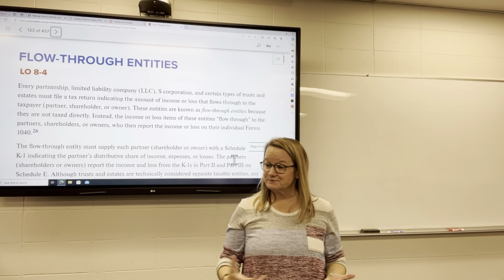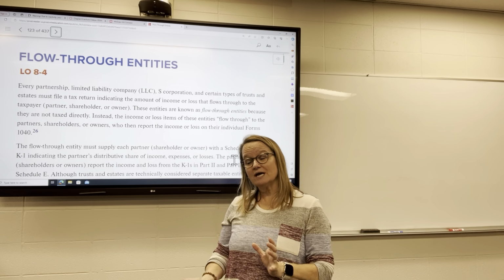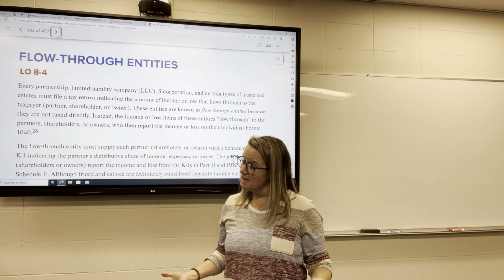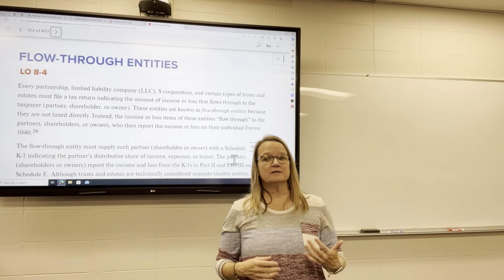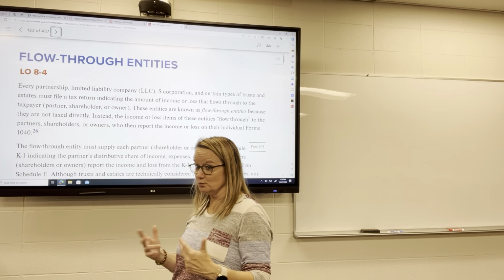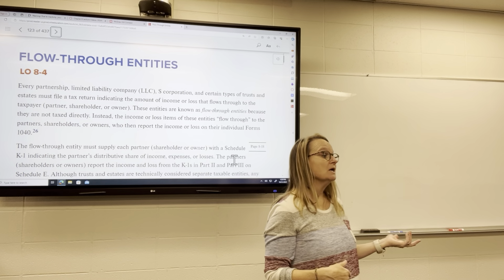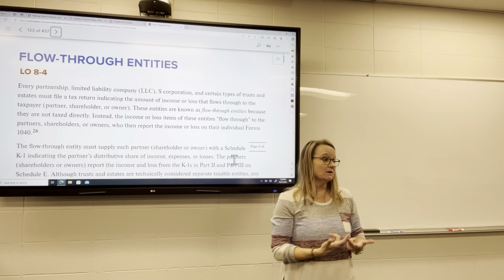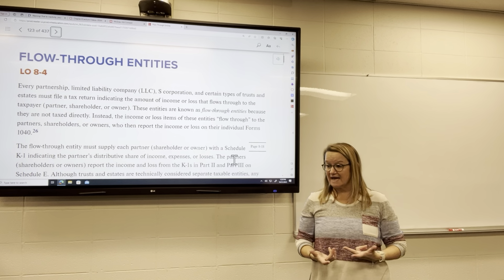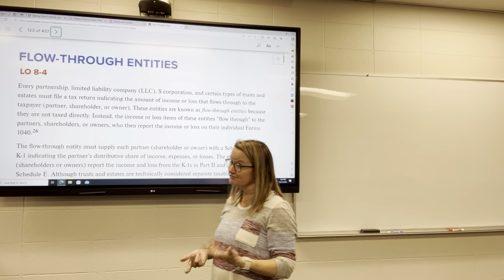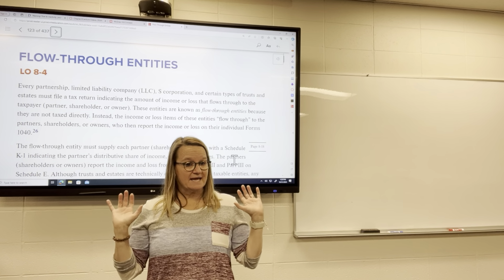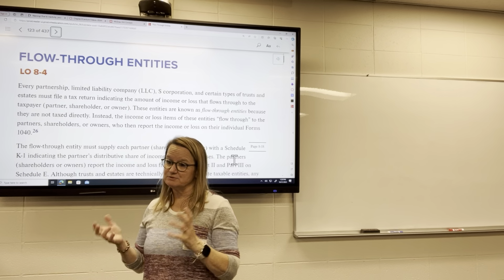Now, one of the complications of these types of entities and that income flowing through is that sometimes entities have different types of income, right? So not just business income, but maybe the business has its own investments. Or maybe the business sold some assets, and as we learned in the last chapter, how we pay tax on the sale of those assets is going to depend on a lot of different factors, right? So from these entities, we have several different types of income.